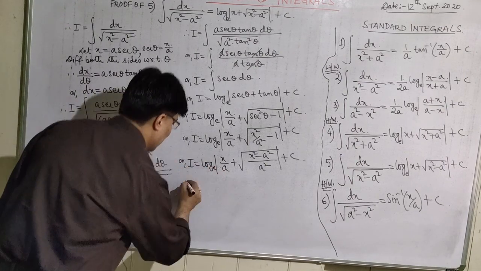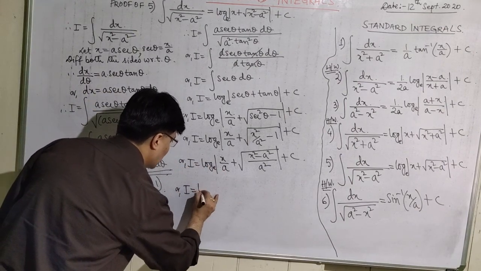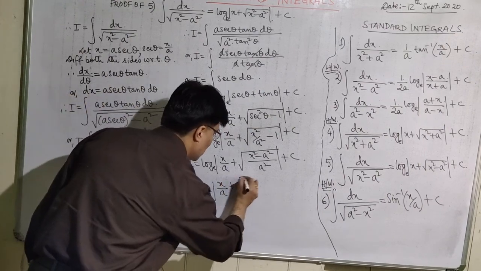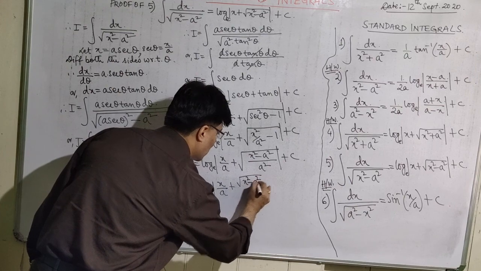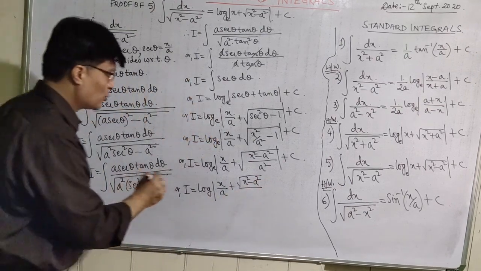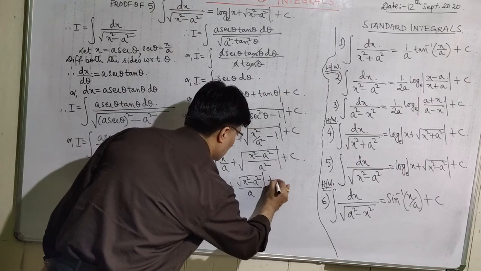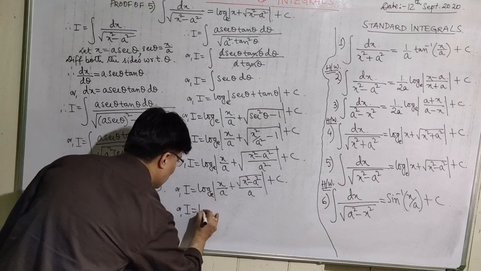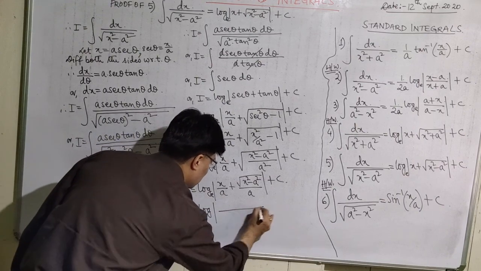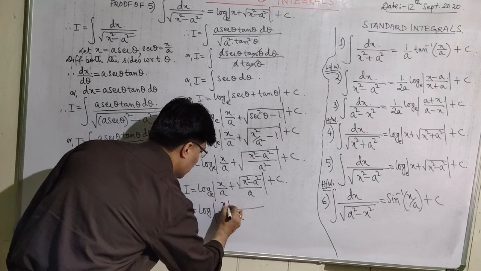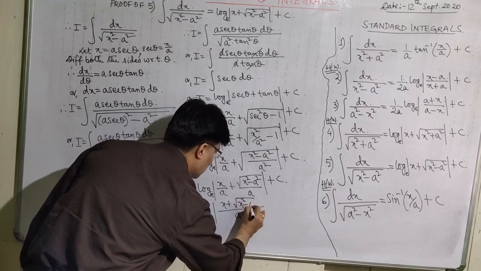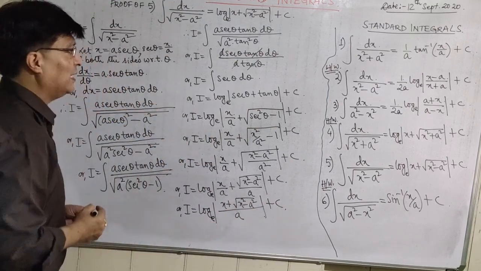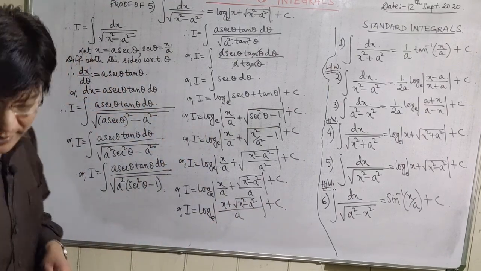Here the base is e, right? Or I is equal to log within mod x upon a plus. Now the square root is in the numerator only, because what is square root of a square? Square root of a square is a, mod sign close, plus c, the base is e here. Or I is equal to log within mod, what's the LCM? A here, so it is x plus root over x square minus a square, mod sign closed, the base is e plus c. So I think you have understood it.